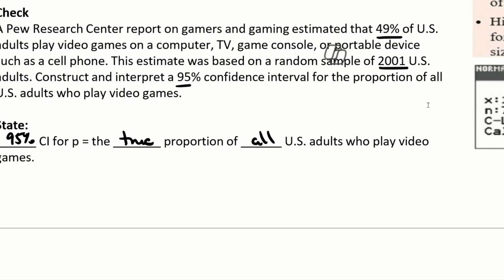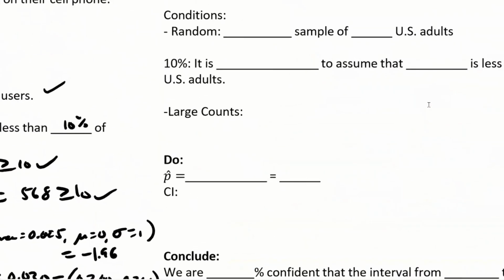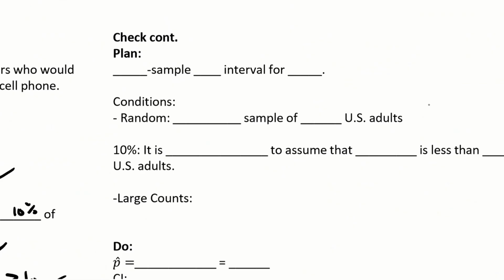So we're doing a one sample Z interval for P. For the conditions, we have a random sample of 2001 U.S. adults. For the 10% condition, it's reasonable to assume that 2001 is less than 10% of the entire U.S. adult population. And in the large counts condition, we're going to actually specify that.